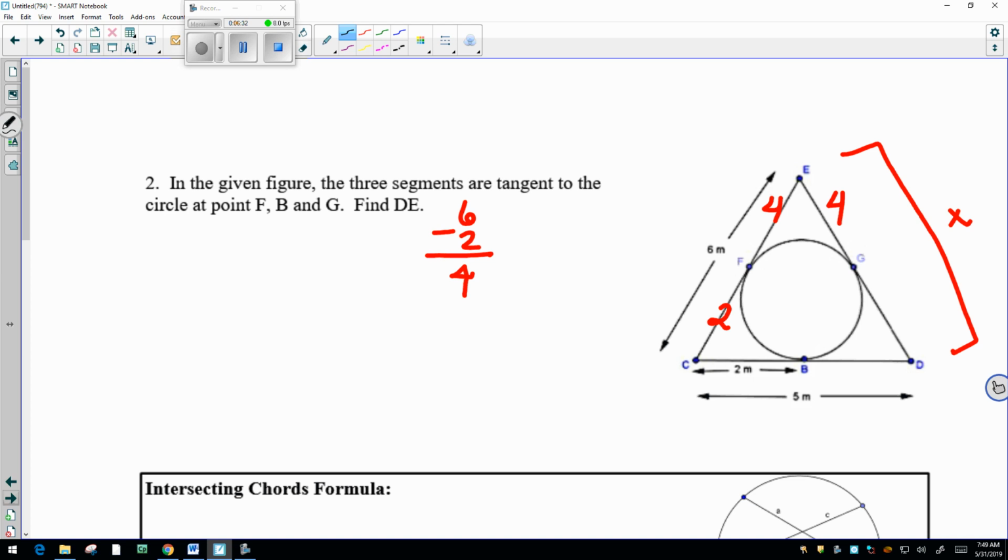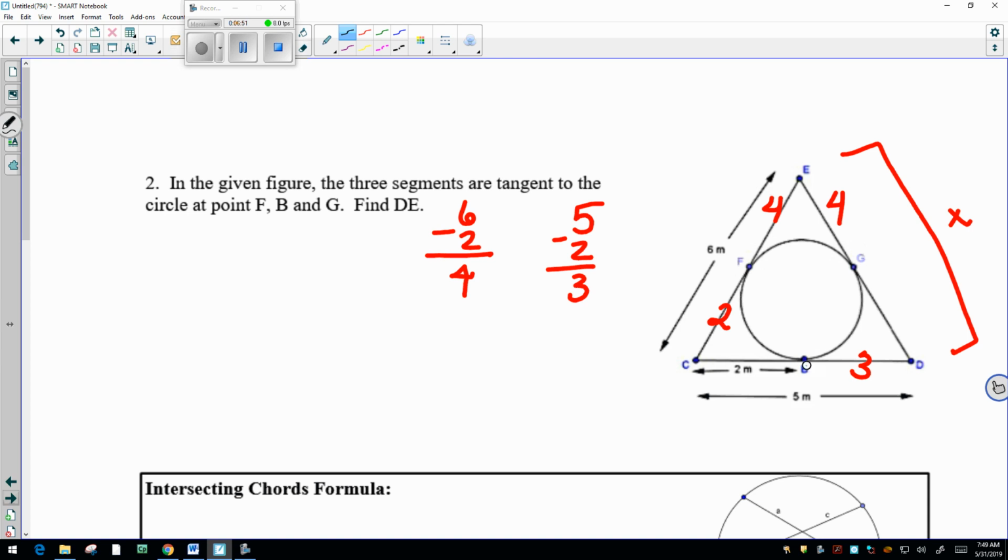Okay? If I go down to this segment on the bottom, CD, I know the whole thing is 5, and we know that that little part is 2. So again, if I took the whole length, subtracted out the part we know, we're left with 3. So from D to E, I know is 3.